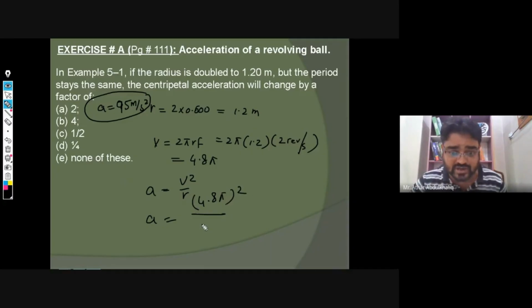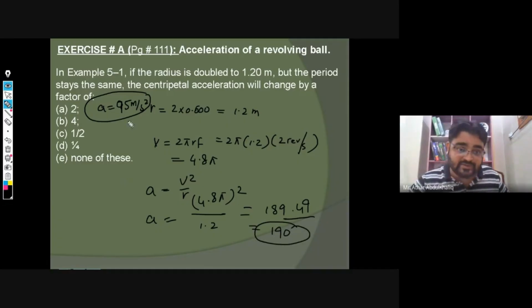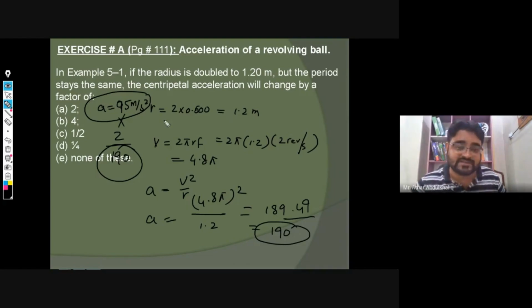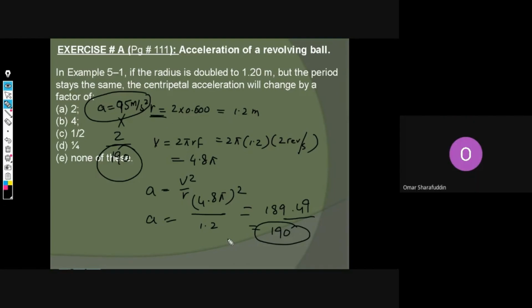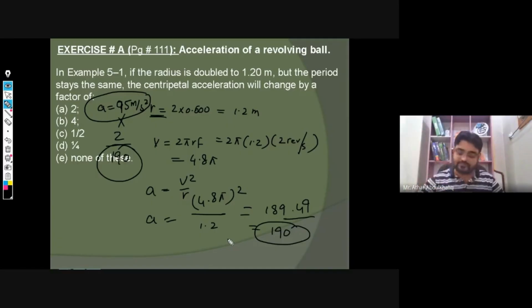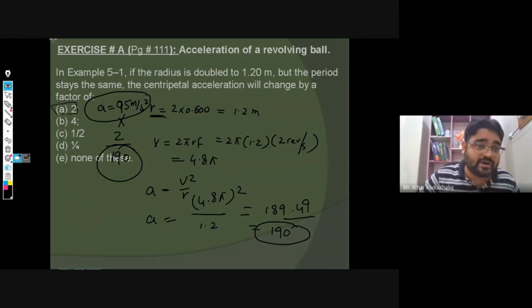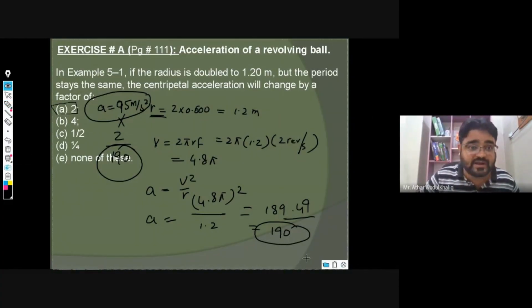Can you use your calculator quickly and give me the answer? 189.49964. If you round it off, it becomes 190. It was 95. If we double 95, how much does it become? 190. So when you double the radius, acceleration is doubled. You got it now? Yes. So that was the question. When you double the radius, what will happen to acceleration? It will be doubled. Okay. This was all about example 1 and exercise A.